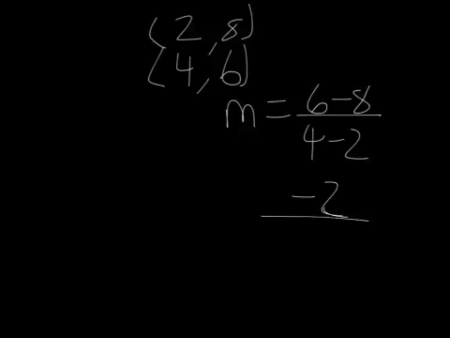4 minus 2 will be 2. Negative 2 over 2 is going to be negative 1, and that's going to be equal to m. So now we have our slope and we have 2 points. Either point is going to work for this.